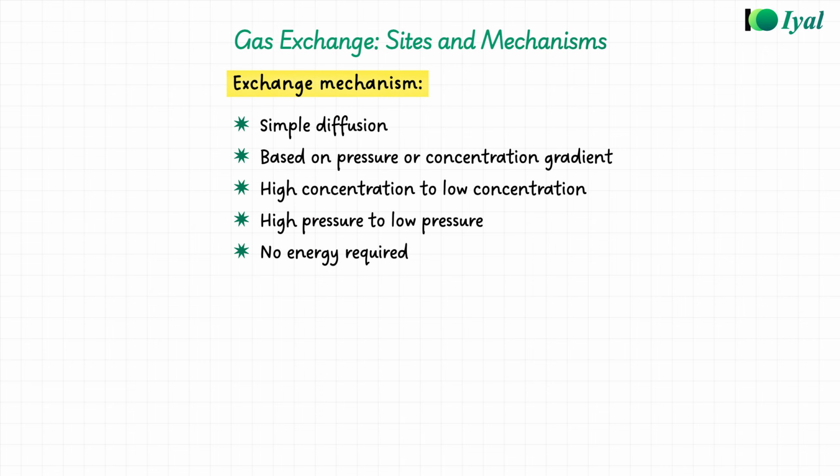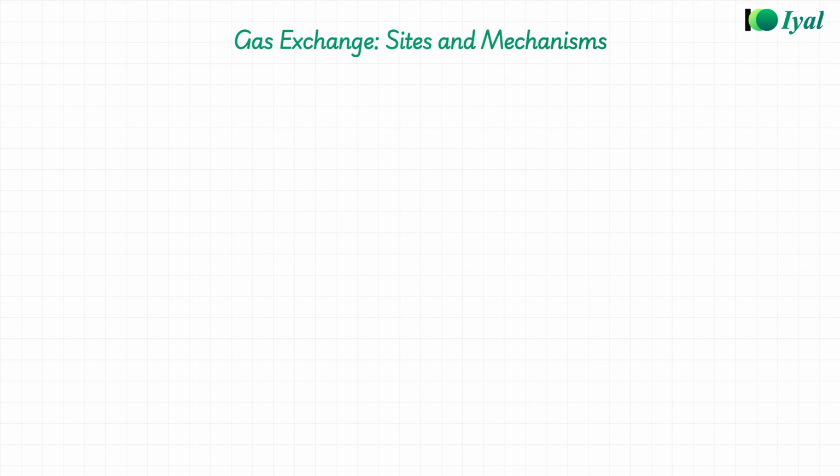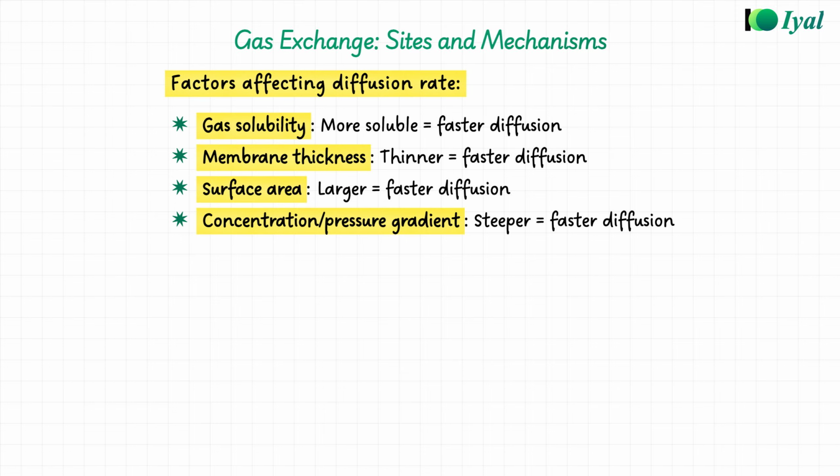How does this exchange happen? By simple diffusion. This is a passive process, no energy is needed. Molecules simply move from where there is more of them to where there is less of them. Whether we talk about concentration gradient or pressure gradient, both mean the same thing. A gas will diffuse from area of high concentration to area of low concentration, or from high pressure to low pressure. Now, the rate of diffusion depends on several factors.